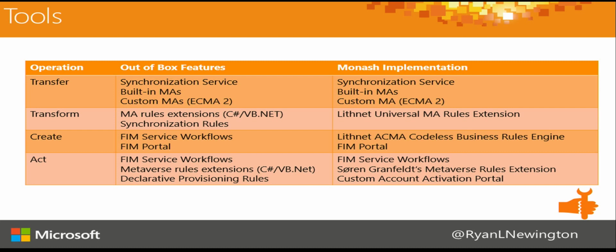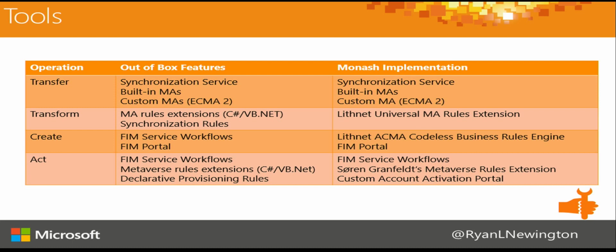So once we understand what our data operations are, we can look at where they fit in our architecture model. We can choose the tools that suit the task best. So I've got a table here of out-of-box features and what we've done in the Monash implementation. So having a look at transfer. The synchronization service is the transfer engine for FIM. It is fantastic at doing it. It's my favorite piece of FIM. It's extensible, it's quick, if you follow some basic principles. But it's very, very good at what it does.